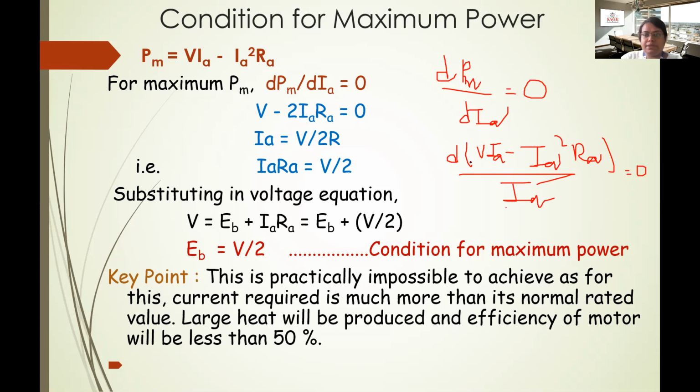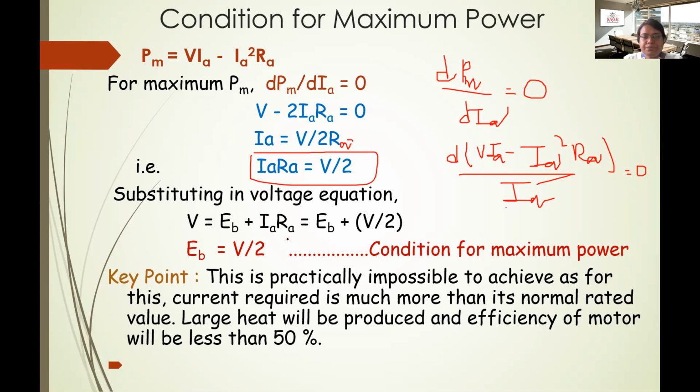We will differentiate this equation. So V into Ia gives V, minus the differentiation of Ia square Ra, which is 2 Ia Ra, is equal to 0. So what is the value of Ia Ra? Ia Ra is equal to V by 2. So this is the condition: Ia Ra is equal to V by 2.